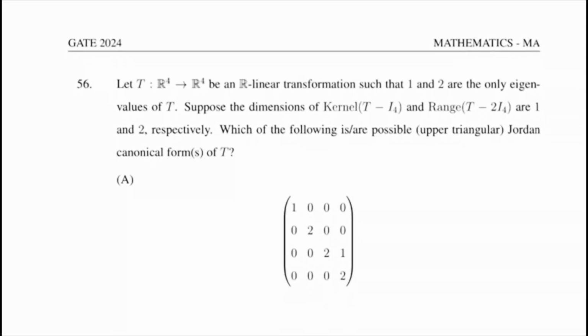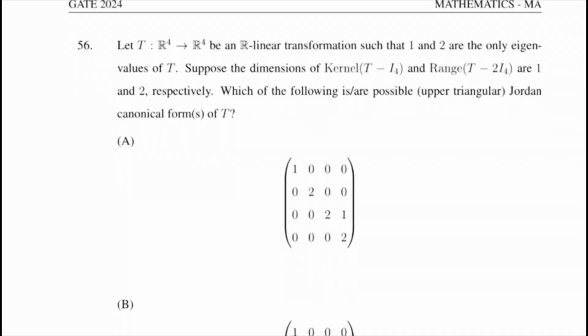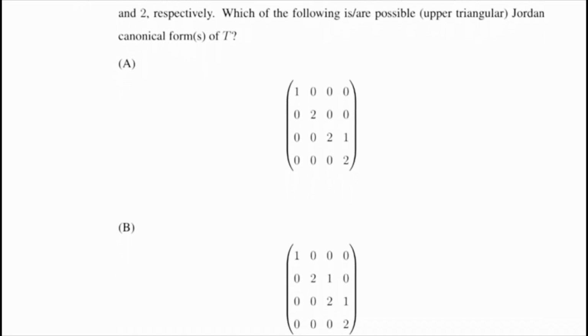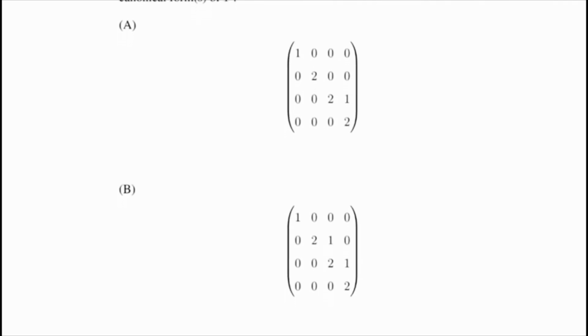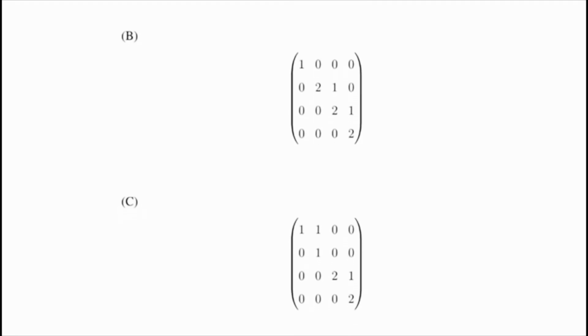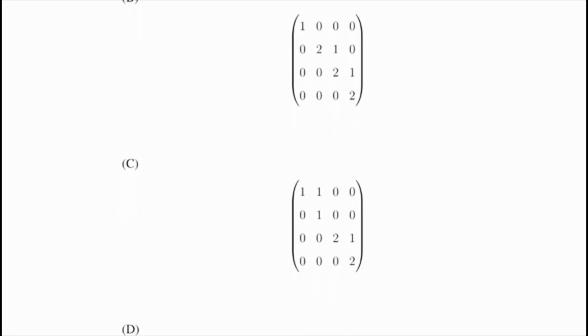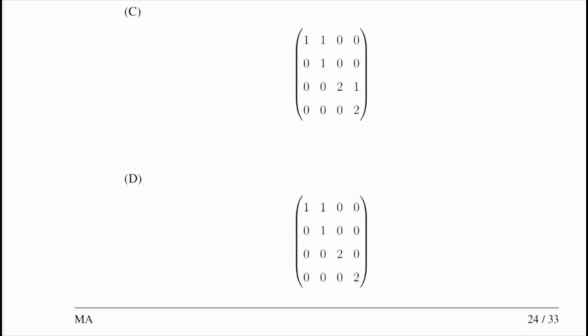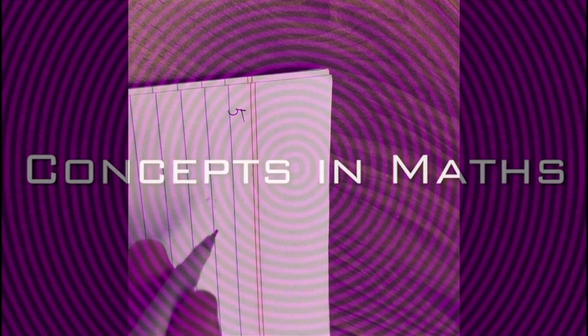Hello friend, this is question number 56 in GATE Mathematics 2024 paper. Here, the Jordan canonical form of a linear operator T in R4 is asked for, and four alternative choices are provided. We have to pick the correct choices. We will use simple concepts like the rank nullity theorem and the properties of Jordan block to establish the answer. So these are the choices, and now we will start solving.